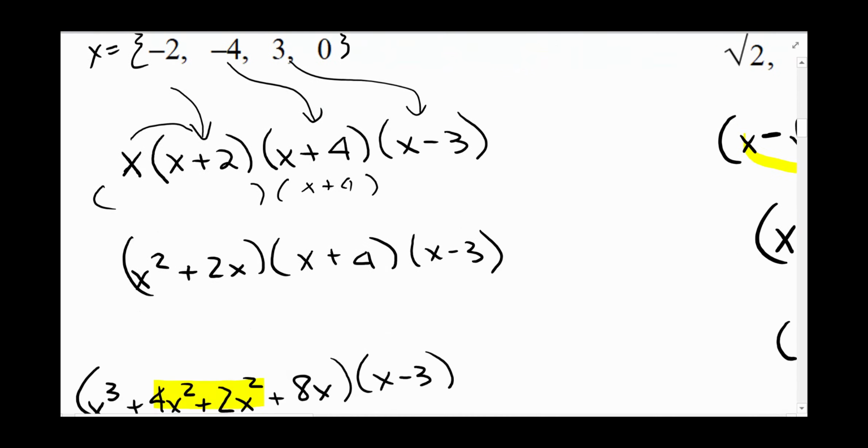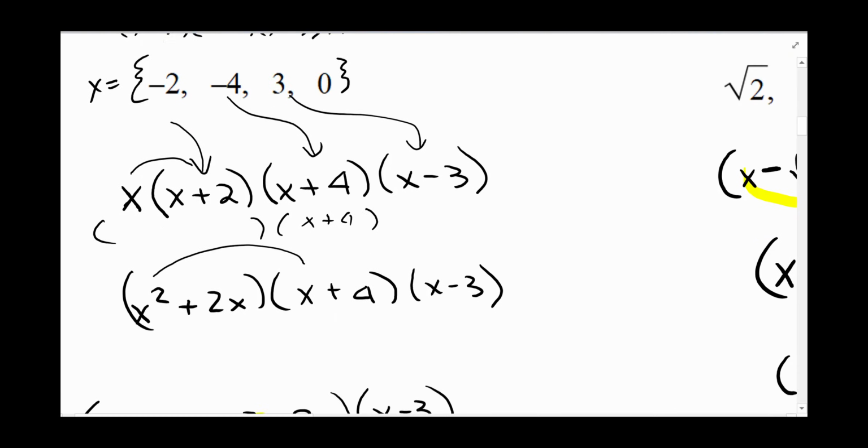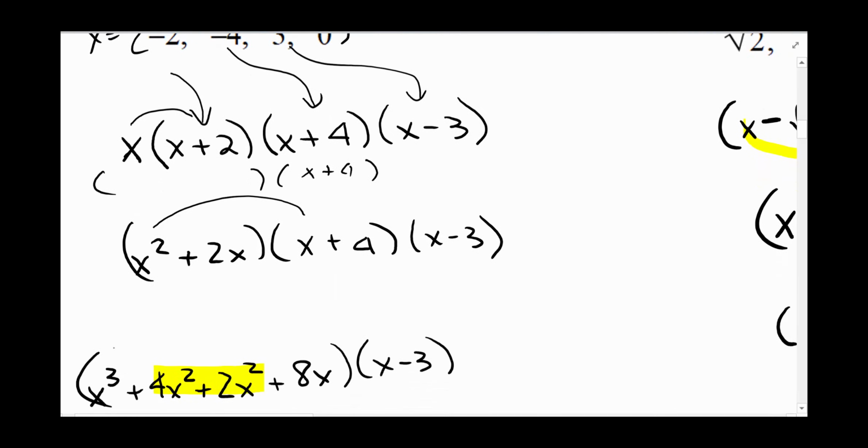that. So let's see. X times x is x squared. X times 2 is 2x. Now I'm going to multiply x squared times x is x cubed. X squared times 4 is 4x squared. 2x times x is 2x squared. 2x times 4 is 8x. And then I'm simply going to add those two together. So we're going to have x cubed plus 6x squared plus 8x.